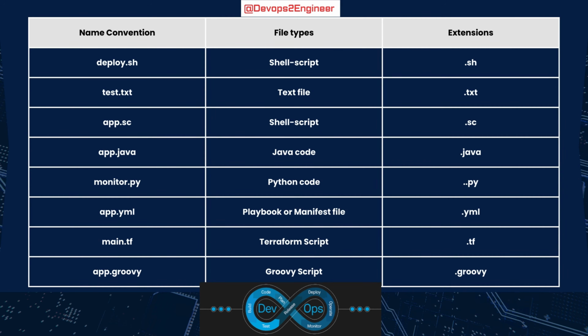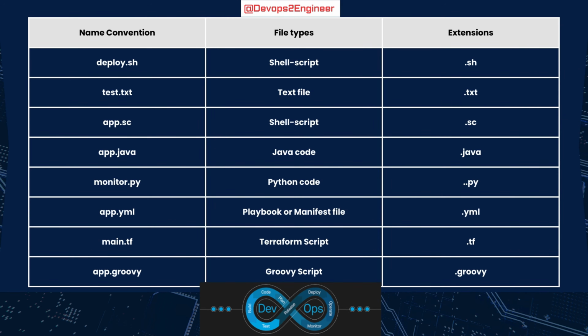Now test.txt stands for text file, .txt. app.sc is shell scripting file. It's another shell scripting file.